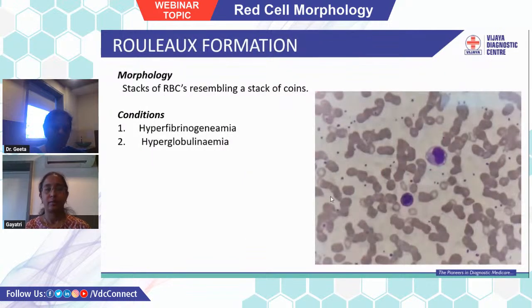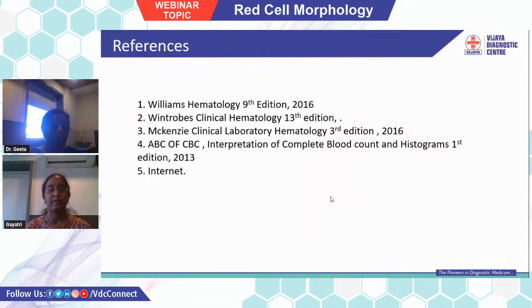Next is rouleaux formation, where the RBCs are piled up like a stack of coins. These are mostly seen in hyperfibrinogenemia, hyperglobulinemia, or raised plasma proteins. In these patients, when the protein content is more, the peripheral blood smear appears with a bluish background because of the increased protein content. These are my references.